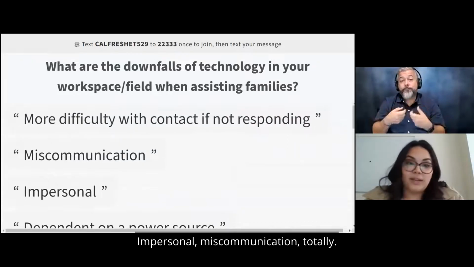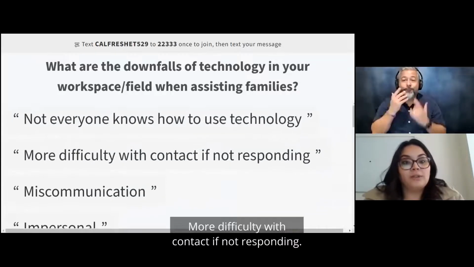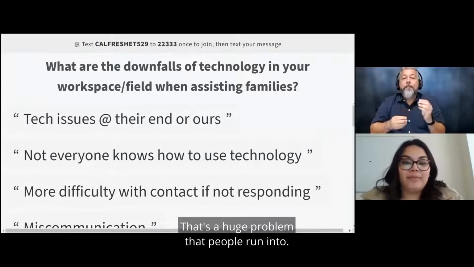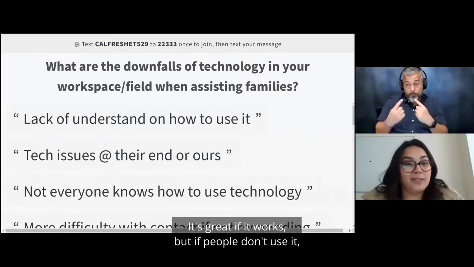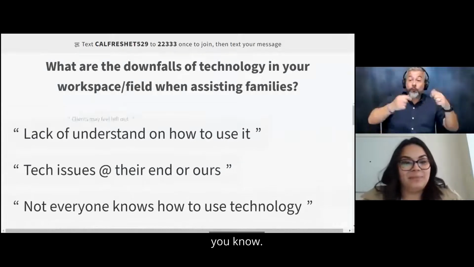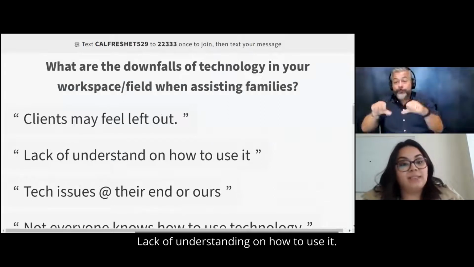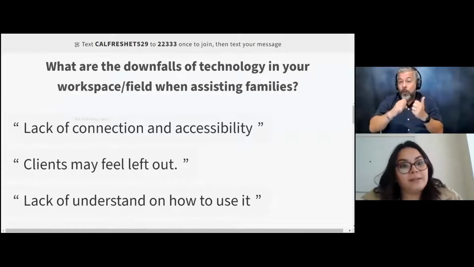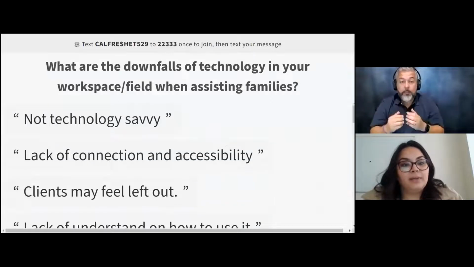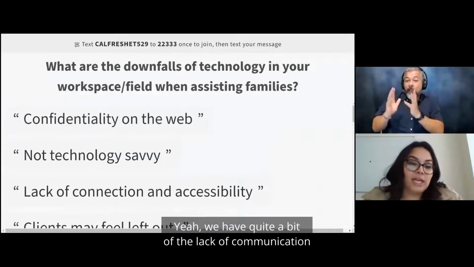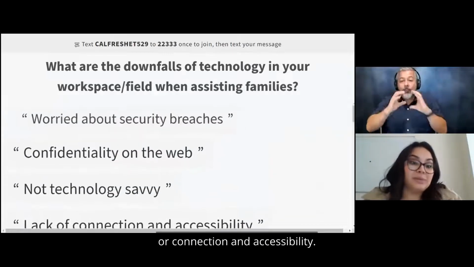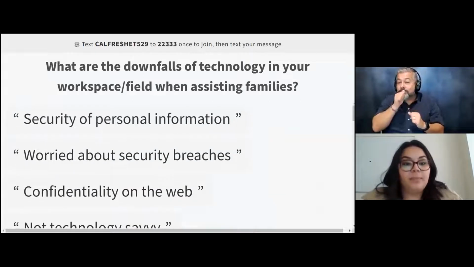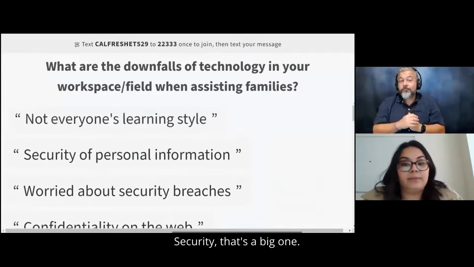Impersonal, miscommunication, totally. More difficulty with contact if not responding. That's a huge problem that people run into. It's great if it works, but if people don't use it, you know, lack of understanding on how to use it, tech issues at their end or ours, clients feeling left out. Yeah, we have quite a bit of the lack of communication or connection and accessibility, confidentiality. Security, that's a big one.